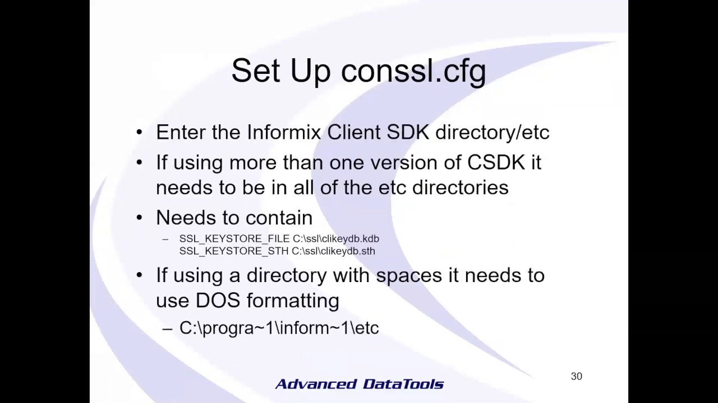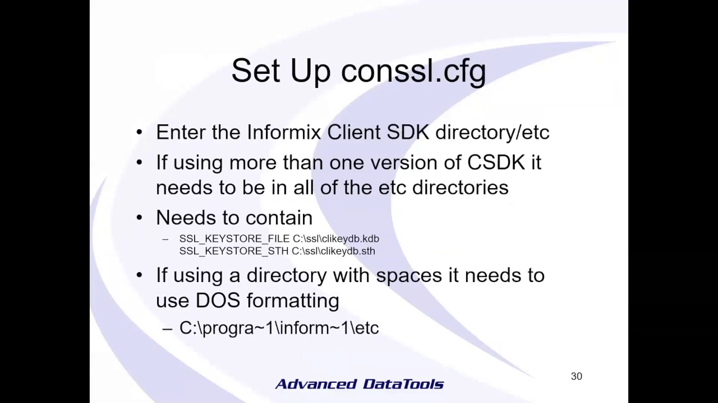So just like on our Unix side, we need to create a conssl config file. This needs to be in our client SDK directory /etc. If you're running more than one version of client SDK, some people do that, or they may have a 32 and a 64-bit version, you need to have a copy of this file in each of the ones you're going to run. It needs to contain, just like on the Unix side, SSL_KEYSTORE_FILE and SSL_KEYSTORE_STH.